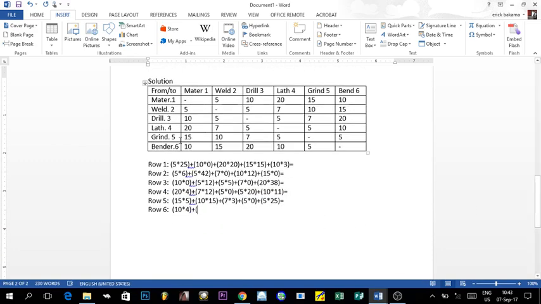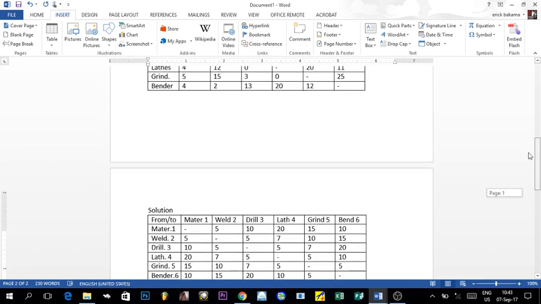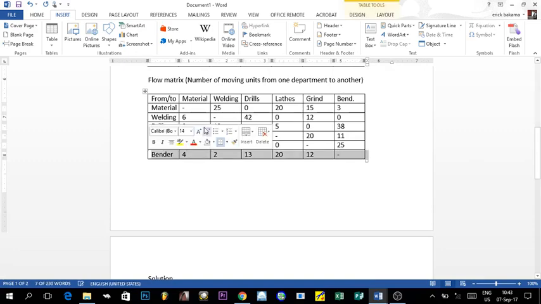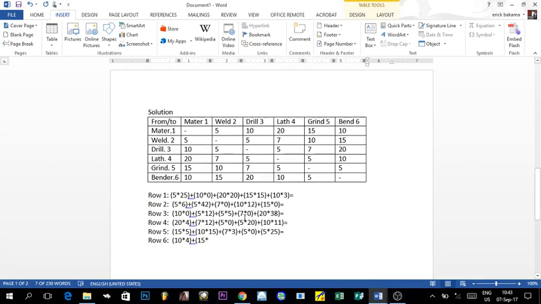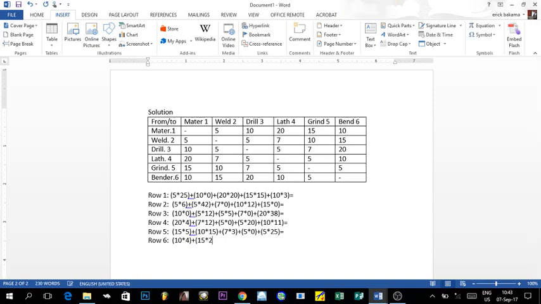Plus now with bender and welding, which is room 6 and room 2, we have 15 meters between the two rooms. How many units are moving now between bender and welding? So we have bender and welding. The number of units that are moving is only 2, so we have 2 here.